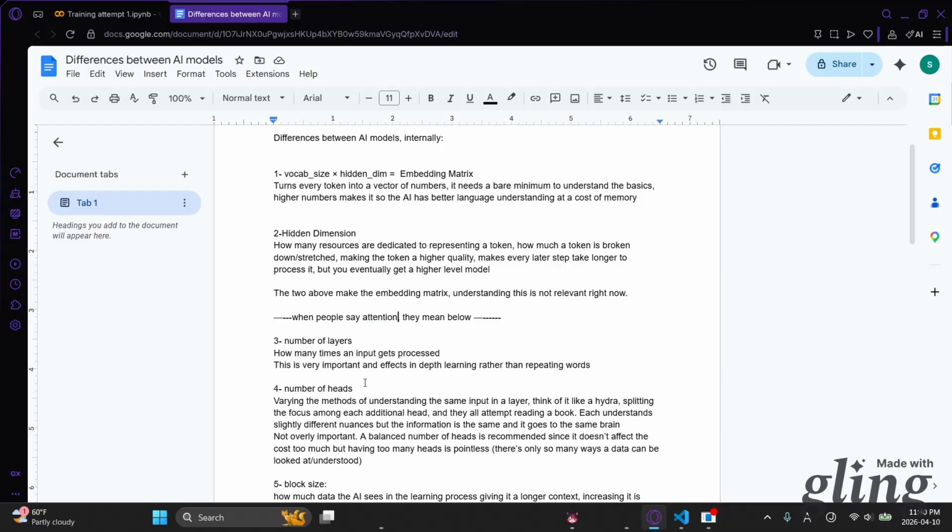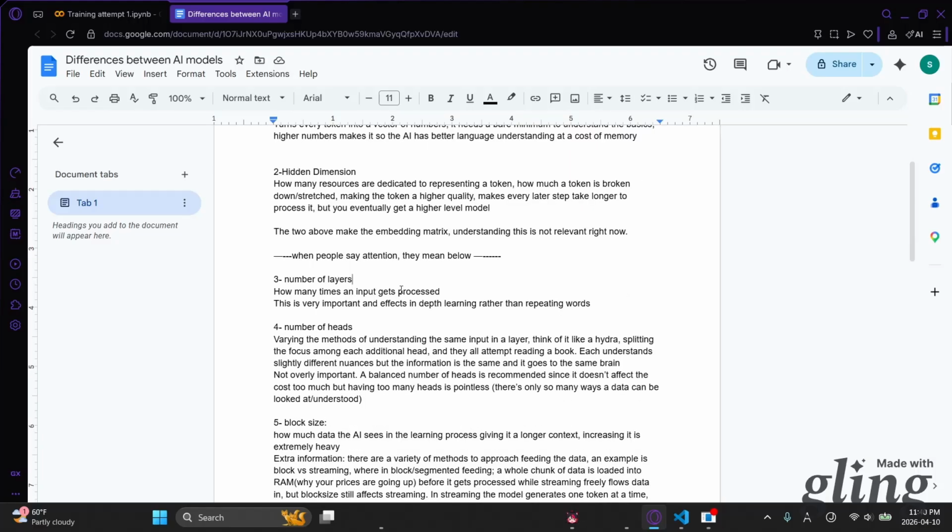Okay, moving on. If you're familiar with the AI in this field, you may have heard of attention. This is basically what people mean when we get into attention. Number of layers. This is super basic. It's basically how many times your input gets processed. You put in a sentence, and it's how many times it processes it and learns off of it. Very simple, very expensive, but it's very important to have this to have your AI learn in depth.